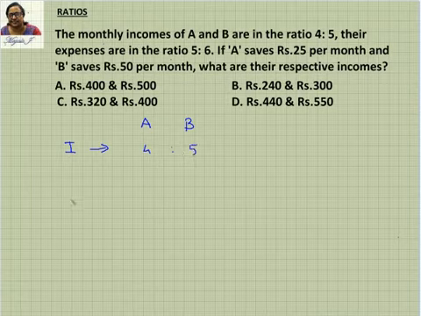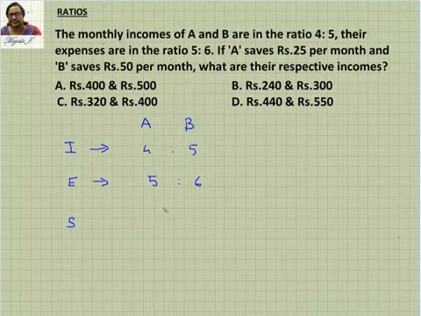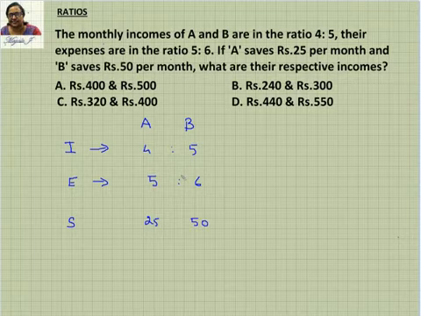And now next is expenses. So expenses, I'm going to write these ratios as 5:6. And now the savings. The savings here is given as 25. This is not the ratio. This is the value given here. These two are the ratios. This is the value. So the very first thing is, when you have ratios as well as values, you know that you cannot combine these two to solve the problem.